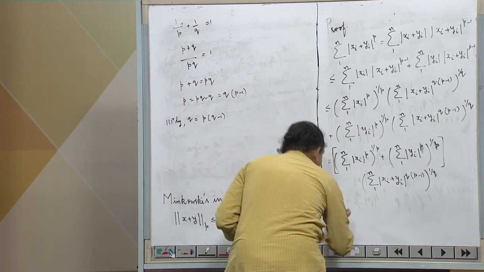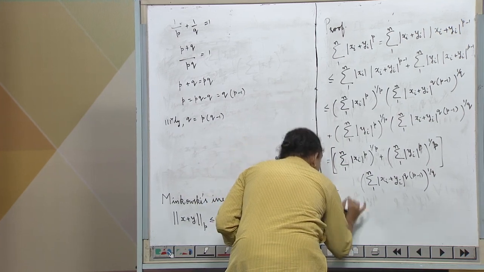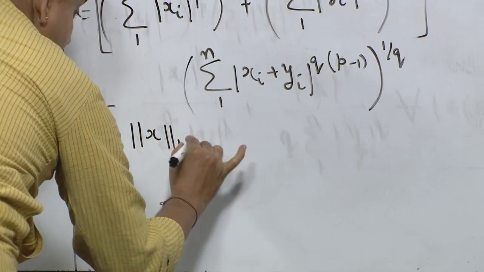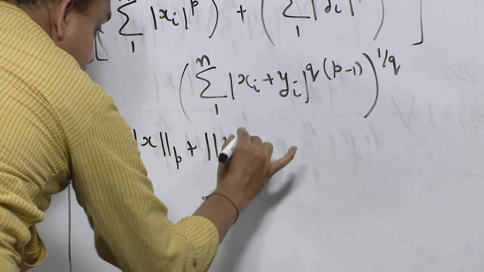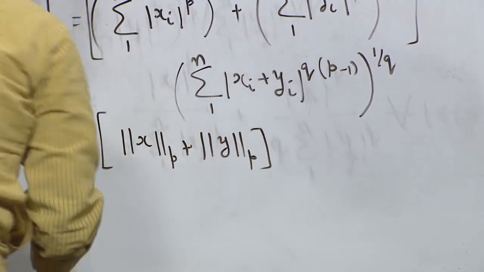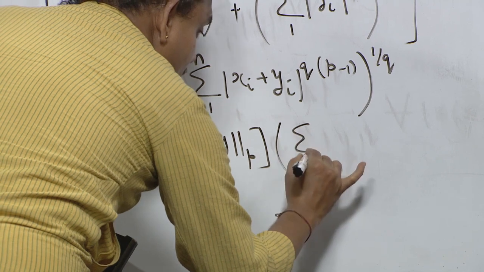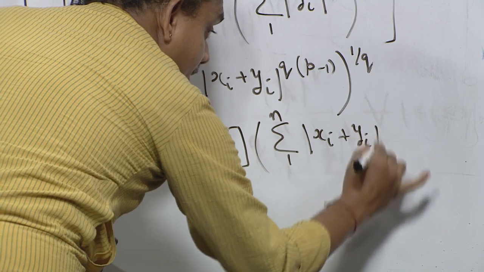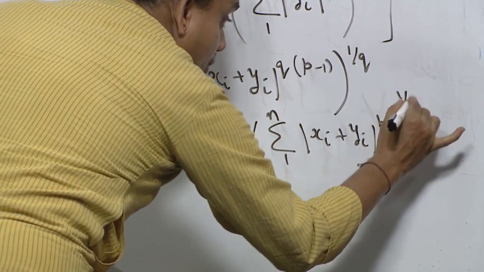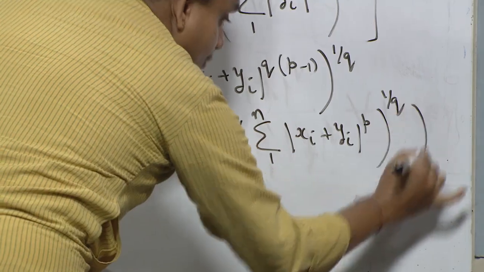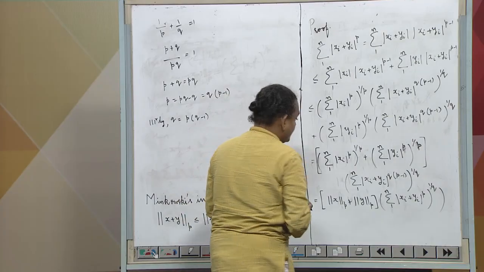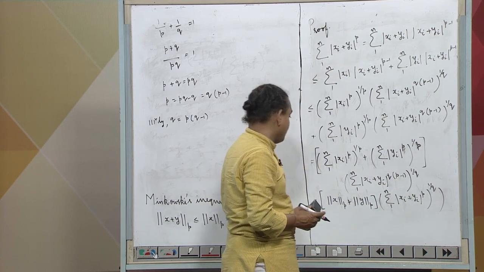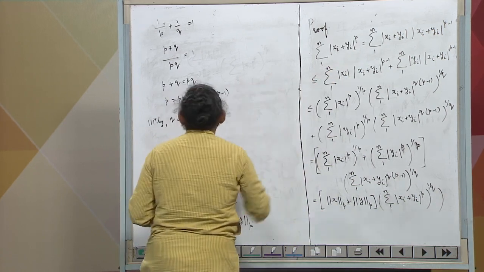Once you have this observation, then what you have here is the p norm of x plus p norm of y times (summation 1 to n mod xi plus yi raised to the power p) whole raised to the power 1 by q, right. So, you have this. We started with summation 1 to n mod xi plus yi raised to the power p, and then we have an inequality. Let us write down.